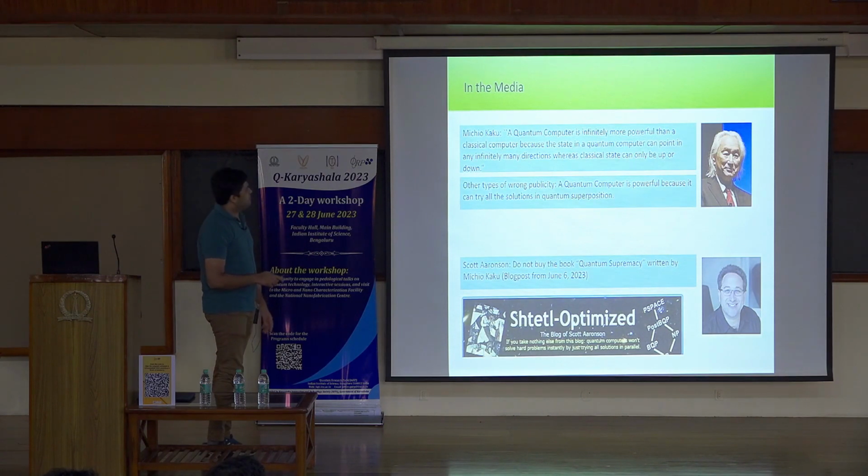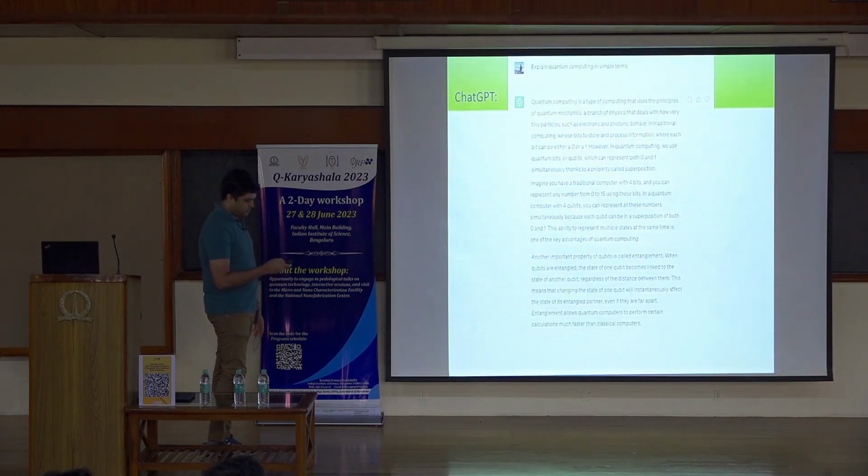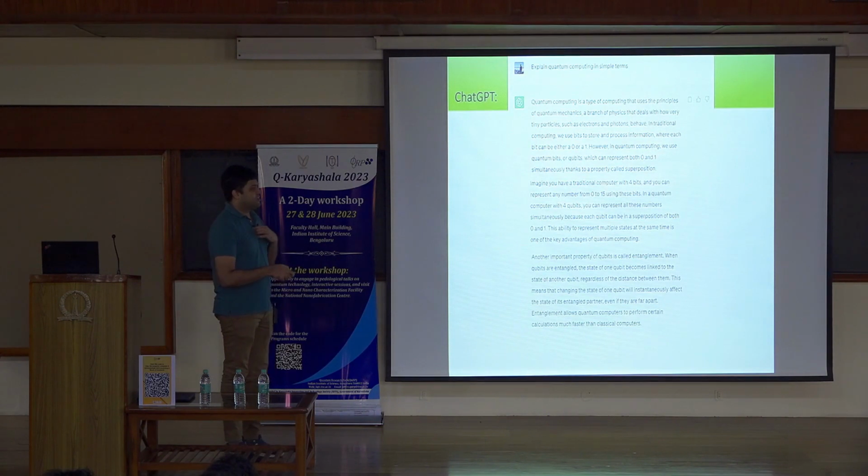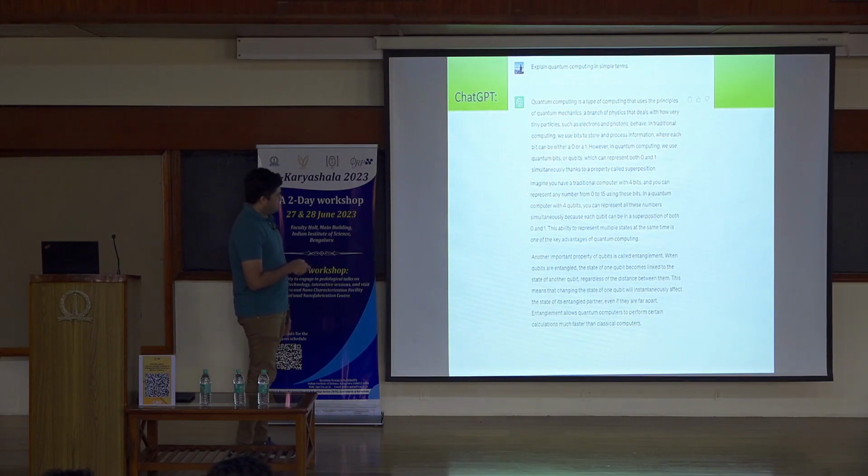Now, you can go ahead and ask ChatGPT what it will tell you. Explain to me quantum computing in simple terms. It's actually suggested as one of the searches. It says it can simultaneously be 0 and 1, thanks to a property called superposition. You see this word simultaneously thrown around, right?